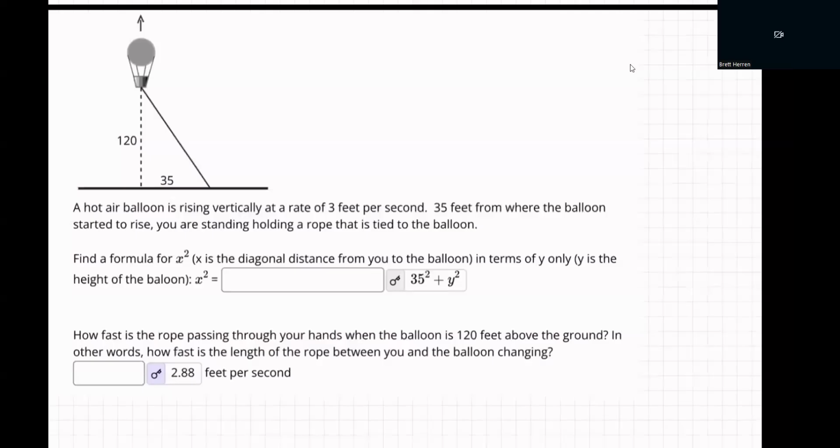Okay, so on this problem, it says a hot air balloon is rising vertically at a rate of 3 feet per second, 35 feet from where the balloon started to rise. You're standing holding a rope that is tied to the balloon. It may or may not be wise. So here we are. We're standing right here.